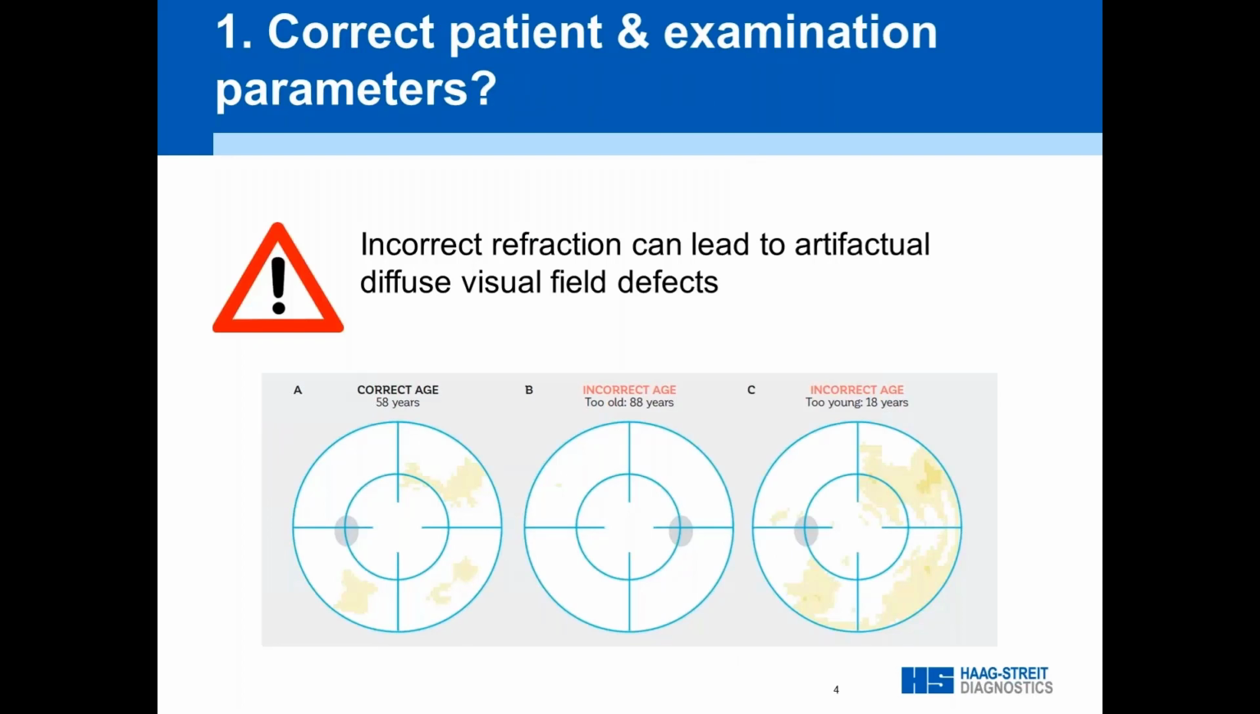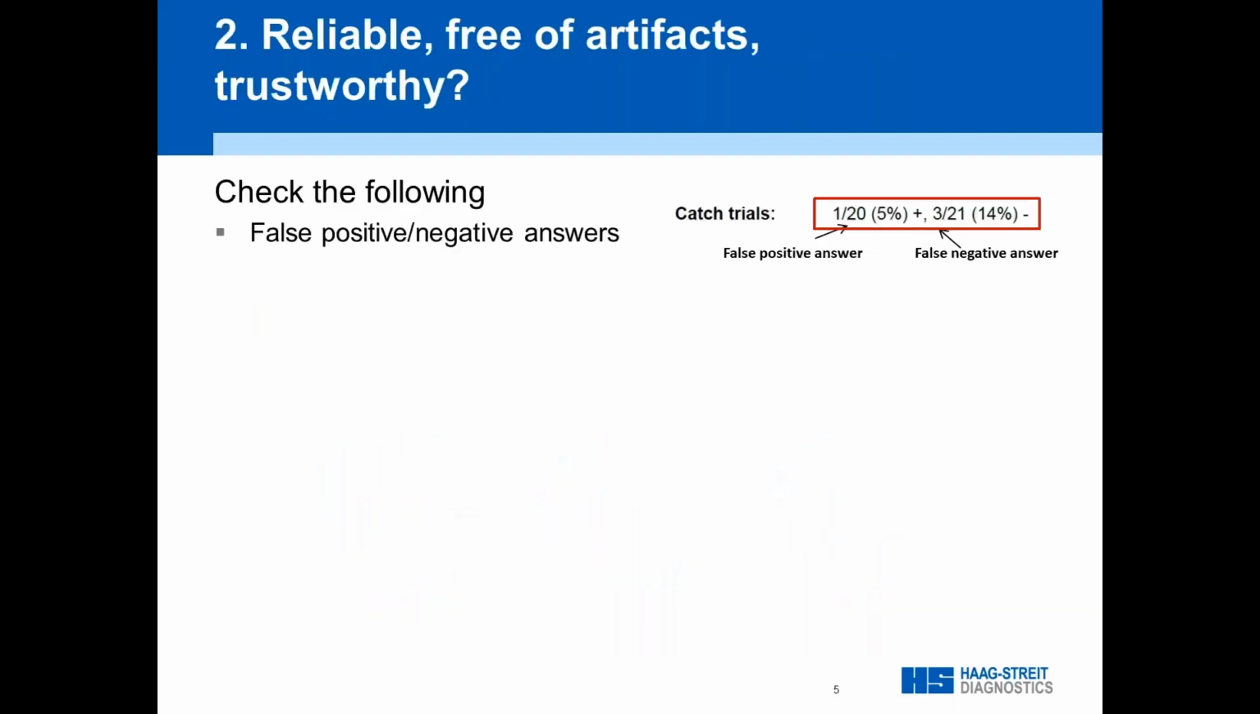I'll just give you a couple of tips and tricks on things that are maybe sometimes forgotten or not paid so much attention to. This is not a whole beginner's curriculum. One of the things where I find people sometimes go wrong is incorrect refraction, which leads to an artificial diffuse loss. Here is an example on the left with the correct age, and then you see how the field changes. This is an age example, but it would be the same with wrong refraction, how the field actually changes based on that. Couple of things to always check.